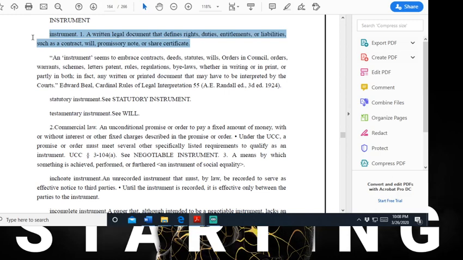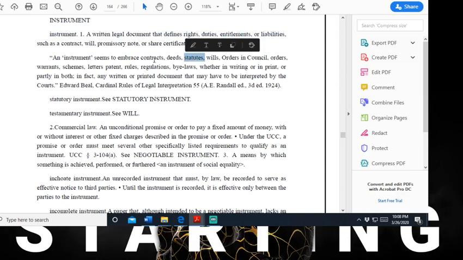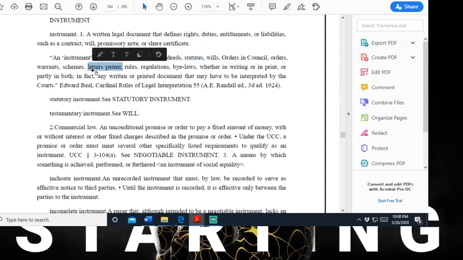So let's move on and look at another definition of an instrument. An instrument seems to embrace contracts, deeds, statutes, wills, orders, council orders, warrants, schemes, letters patent. This is all dealing with copyright, trademark, intellectual property. Rules, regulations, bylaws, whether in writing or in print, or partly in both, in fact any writing or print documents that may have to be interpreted by the courts.